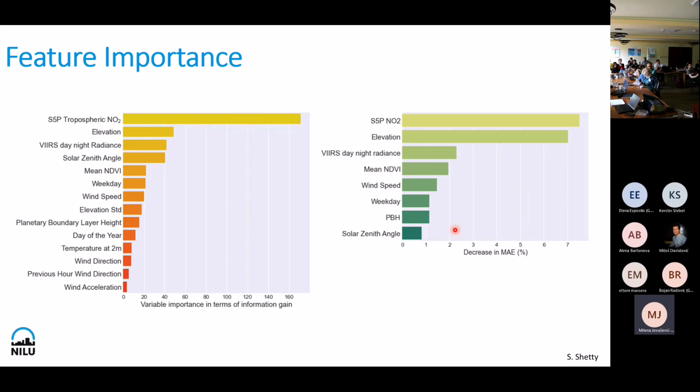You can also see that in the decrease of the mean absolute error, the satellite data is also highest, but very closely followed again by elevation, which somehow seems to have a very strong effect.